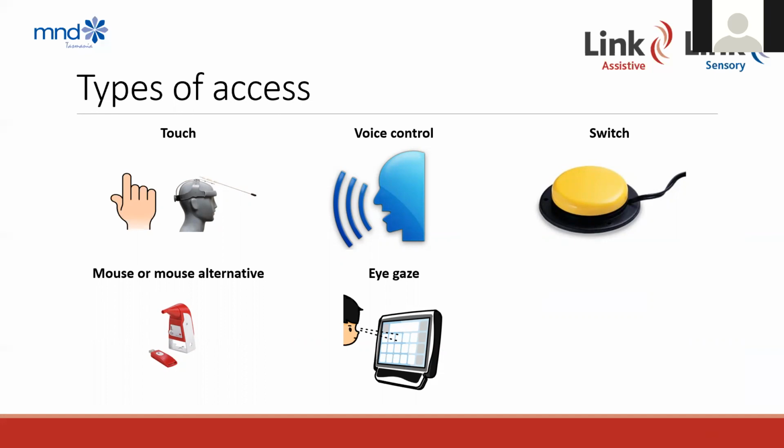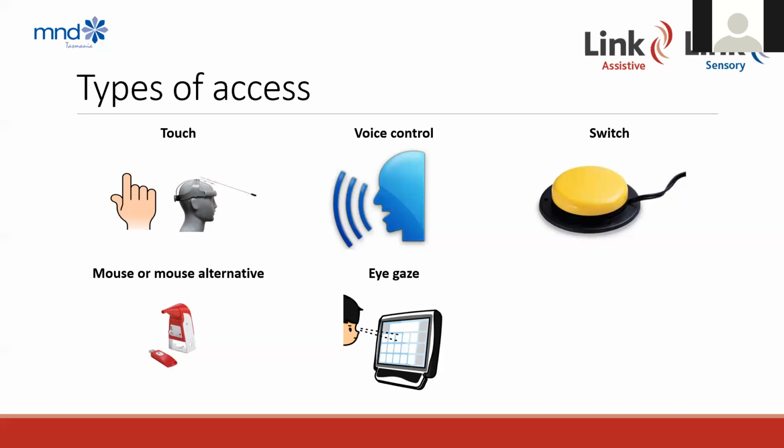But there are lots of different alternatives. So we can either touch directly. There are lots of different mouse alternatives that we can use as well. Somebody might want to use some voice control technology if that's their strength at the moment. If the person doesn't have any sort of control over their hands, or using their hands is very fatiguing for them, then we might look at some eye gaze technology where they're able to access their computer just using their eyes. Or another option that we can look at is using some switches to allow access to the technology.